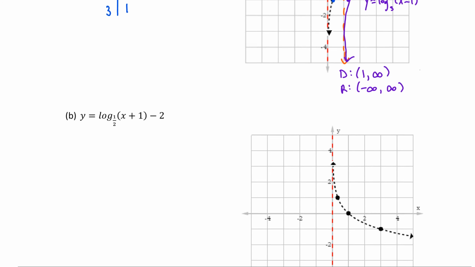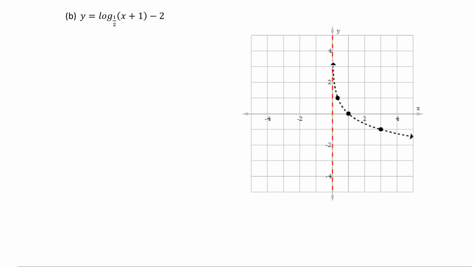Looking at our next example here, we will again begin with a parent function. The parent function for this logarithmic function is y equals, and by the way, I have another typo. Please forgive me. That should be base 1/3. Y equals log base 1/3 of x. That's the graph that's presented over here to the right.